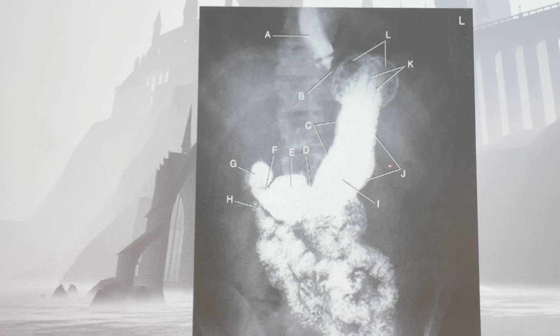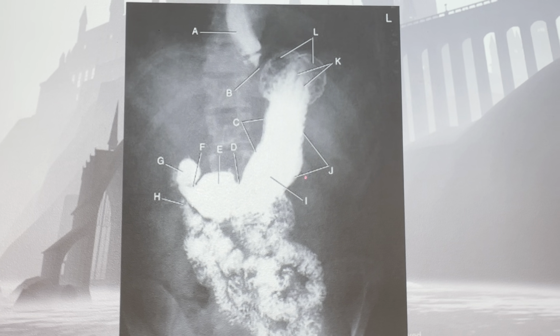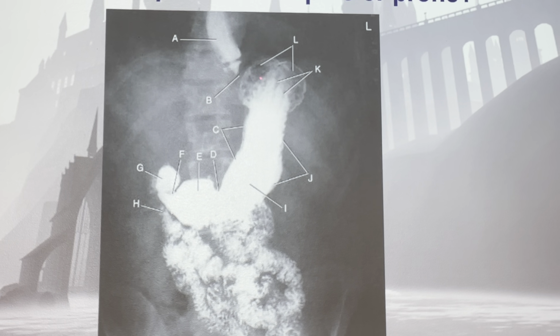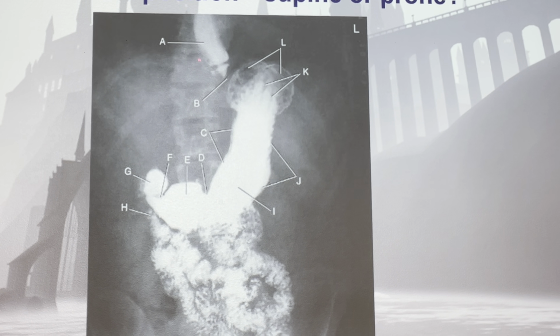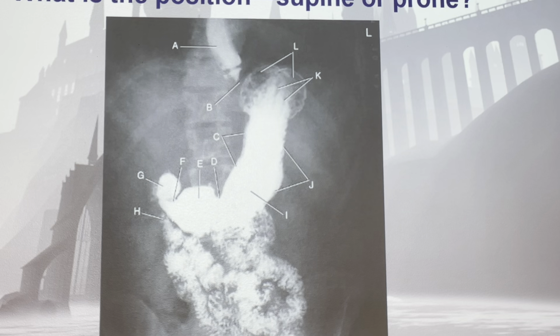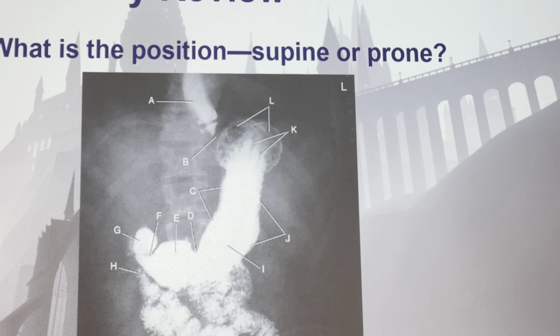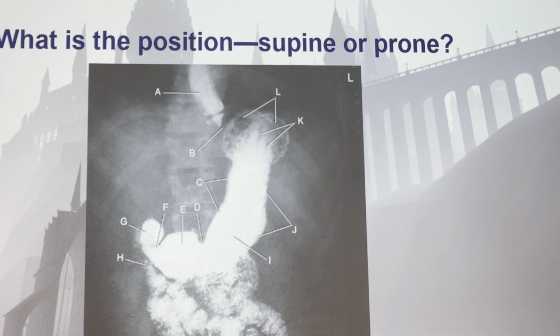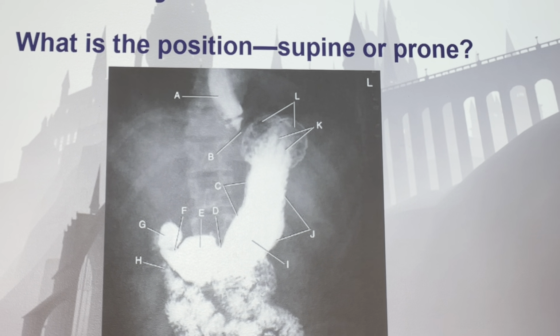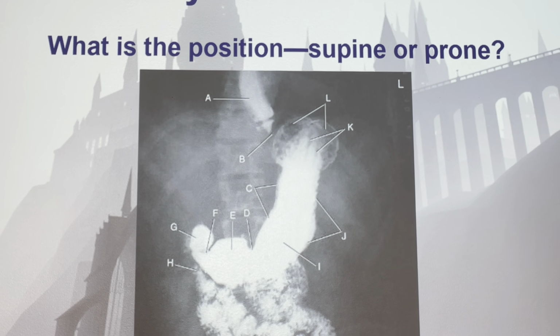J, the greater curvature. K is talking about the interior folds. What is that called? The rugae, or the mucosal folds. And L. The fundus? Thank you, Charo, for being the only one to answer. The fundus. Yes.